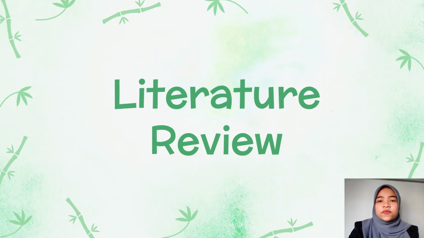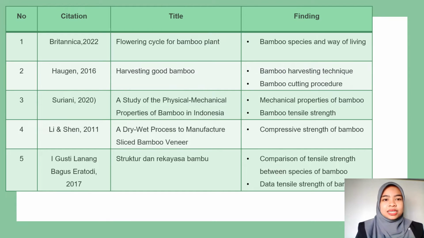Now, we move to the next part in this presentation, which is the second part, the literature review. In this literature review, there are a lot of journal and article reviews. This is a list of the content findings of the literature review. With the title Flowering Cycle for Bamboo Plant, the finding is bamboo species and way of living. With the title Harvesting Good Bamboo, the finding is bamboo harvesting technique and bamboo cutting procedure.